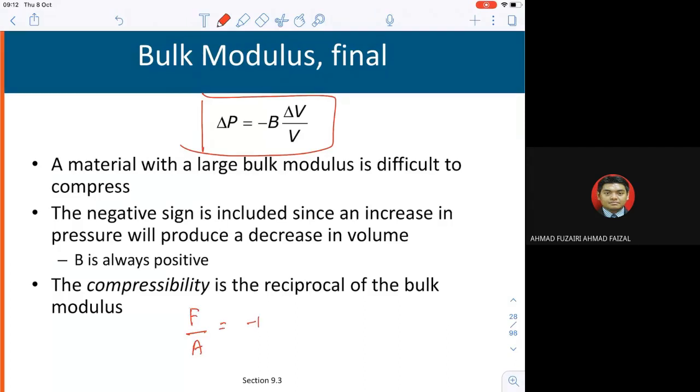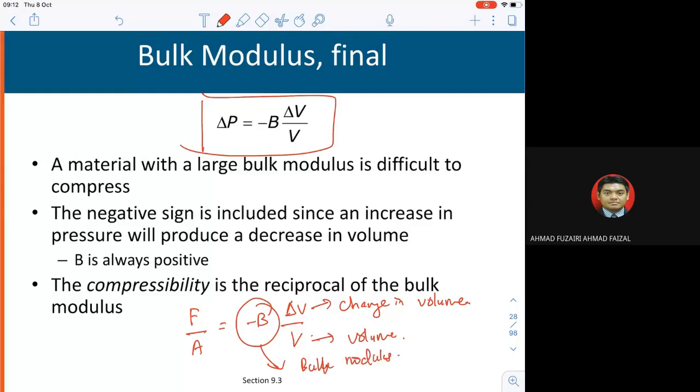F over A is equivalent to negative B delta V over V. So this is the change in volume, this one is the original volume. And how about negative B? This one is called bulk modulus. And this one is the stress. A material with a large bulk modulus is difficult to compress. The negative sign: if you look carefully, the previous two moduli don't have a negative, but the bulk modulus comes with a negative. The negative sign is included since an increase in pressure will produce a decrease in volume.